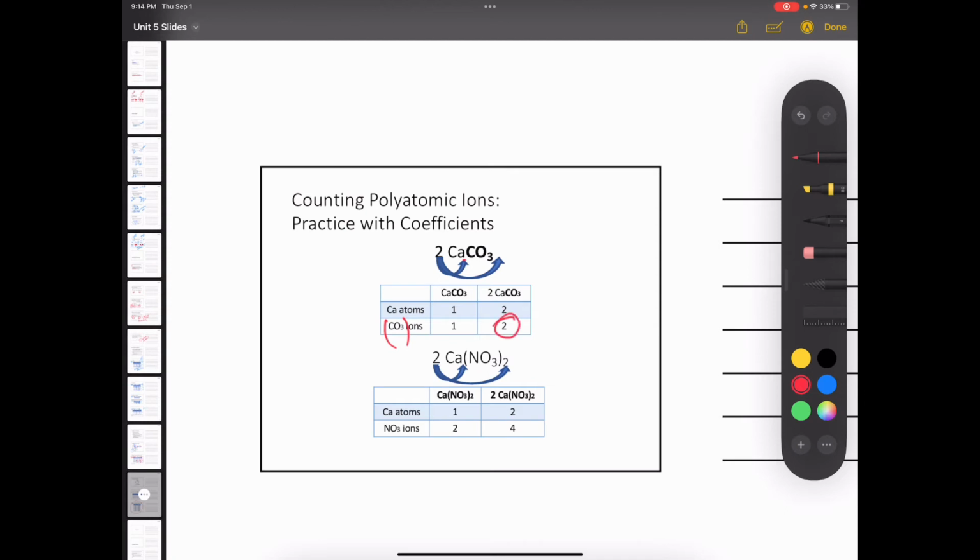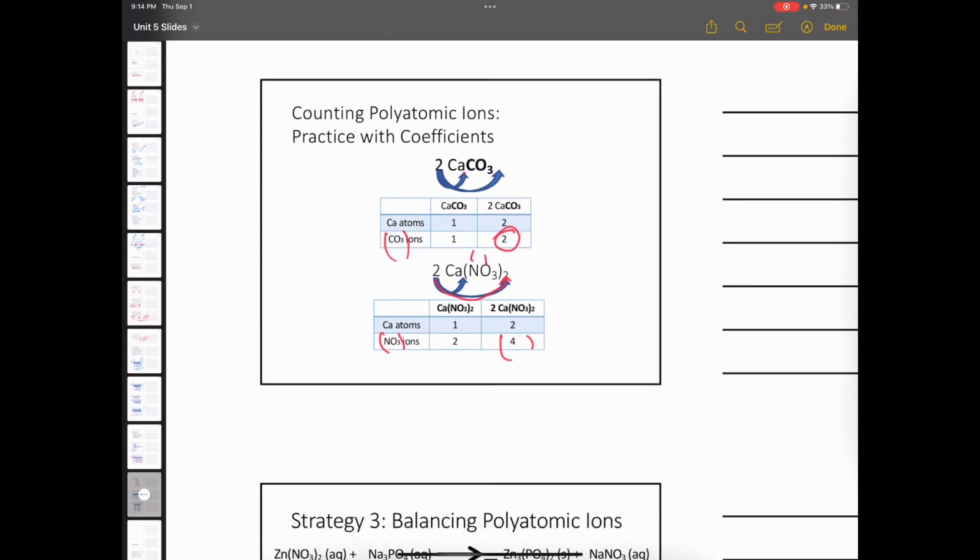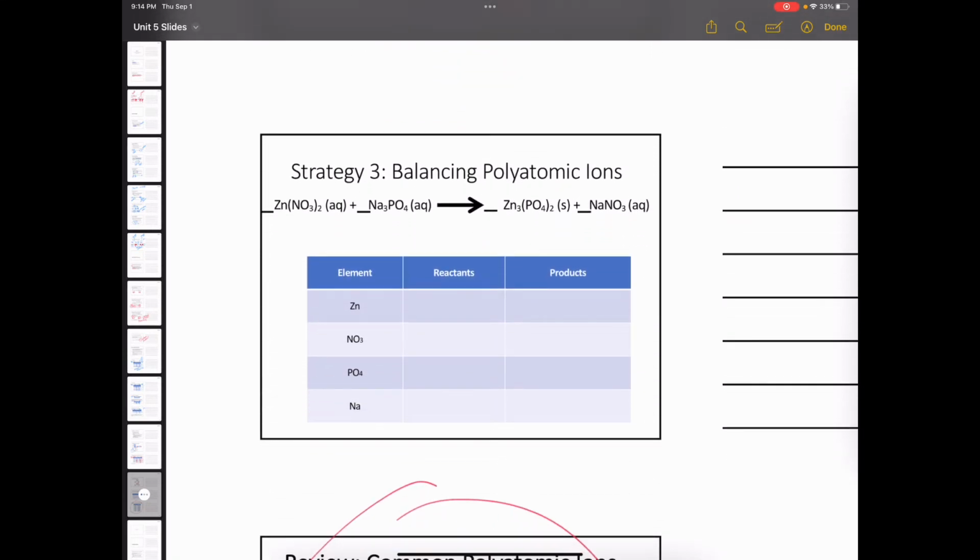Same thing with the calcium nitrate. Instead of splitting the nitrogen and instead of splitting the oxygen, you can leave the nitrate ion as one unit and multiply that by 2. So instead of saying 4 for the nitrogen, 6 for the oxygen, you can just multiply the coefficient of 2 by the 2 in the parentheses and call it 4 polyatomic ions of the nitrate. And I think that's a lot easier. I think this will cut your time by almost half when balancing an equation with polyatomic ions. Okay? Let's practice.